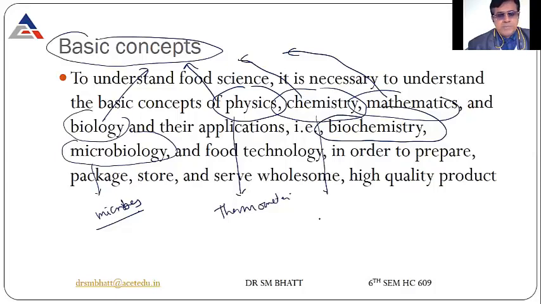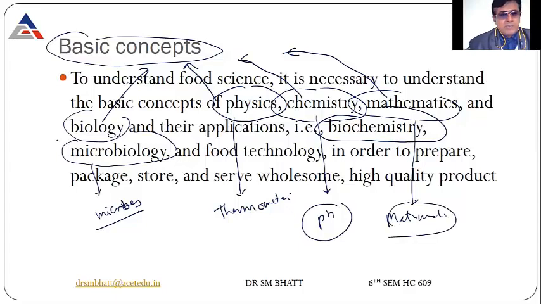If you are using a thermometer to measure the temperature of food, this is physics. If you are studying the pH of the food, this is chemistry. But if you are calculating how much bread you should sell to earn 1 lakh rupees, this is mathematics. If you are studying the spoilage part, this is biology. Right?